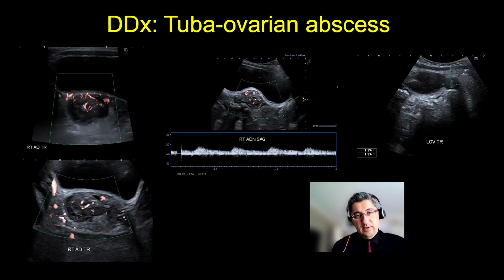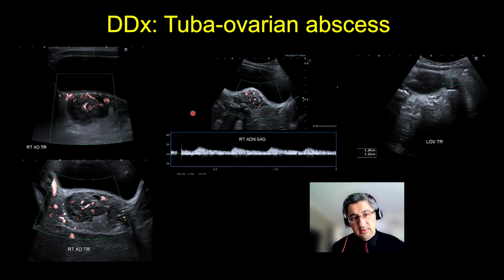In the differential diagnosis, we should consider tubo-ovarian abscess. And in this case, this is the ovary. It appears large and hypervascular, and there is preserved flow. Actually, it's increased flow in the ovary. And this is for comparison, left ovary. Small, and I mean normal size, smaller compared to the right side.